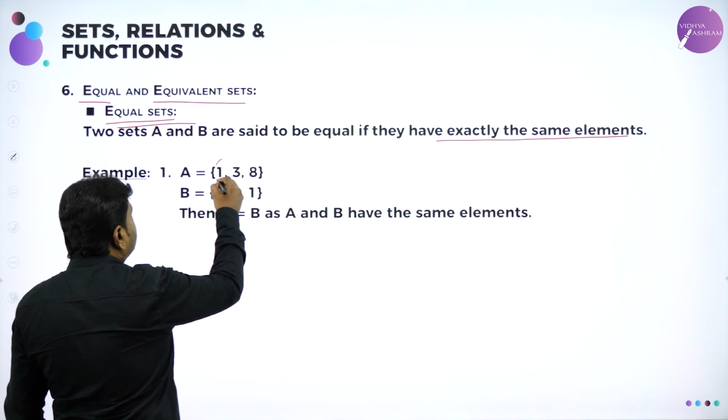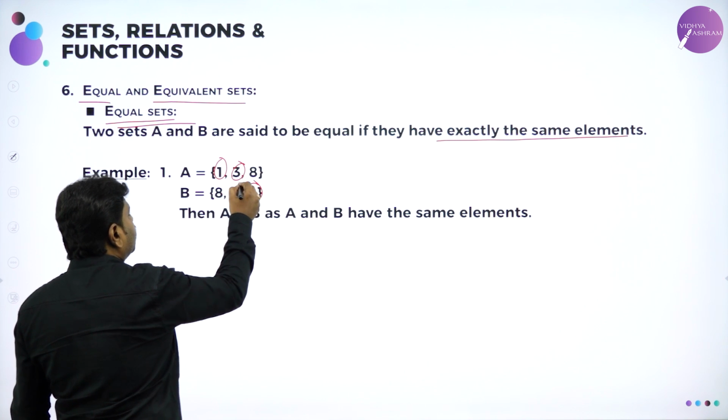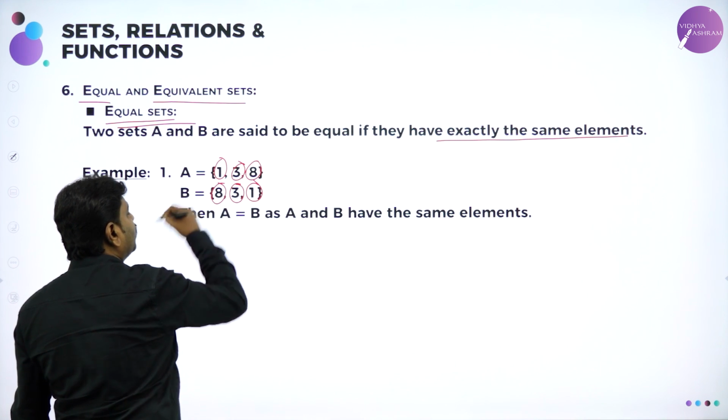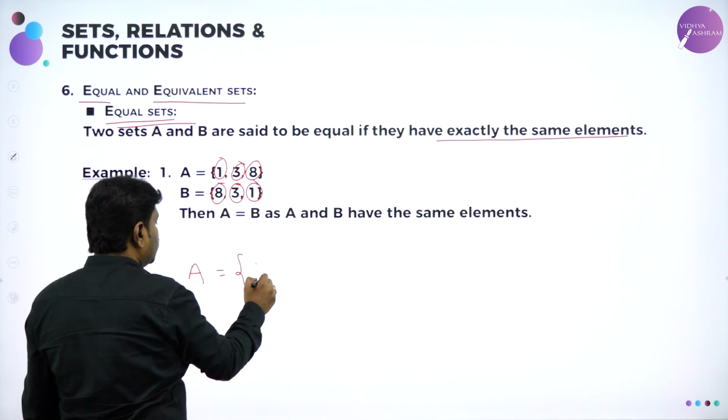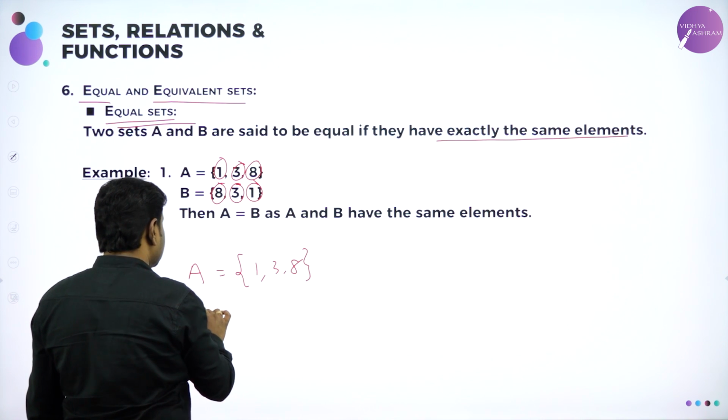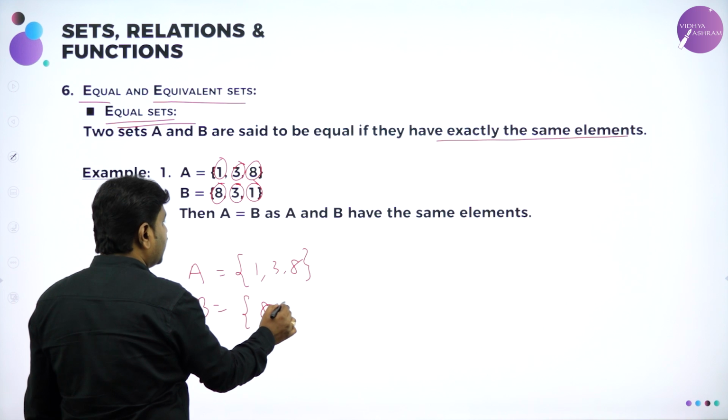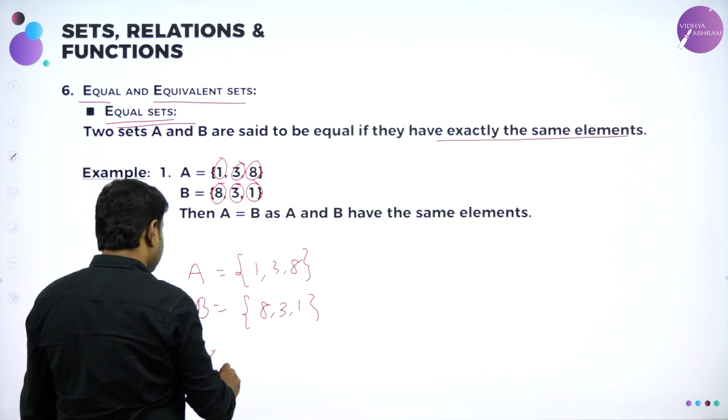Here also we have 1. Here also we have 3. Here also we have 8. So set A is 1, 3, 8 and set B is 8, 1, 3. They are equal sets. A is equal to B, I can say.